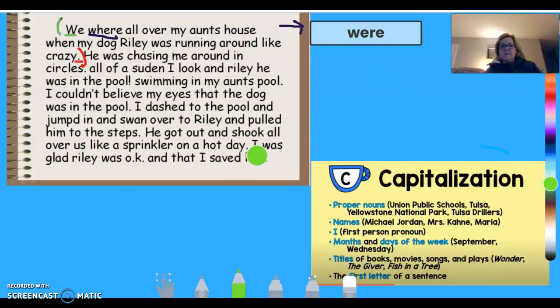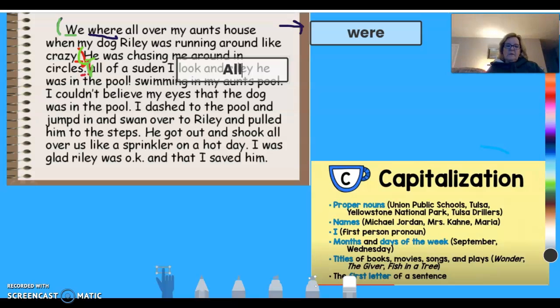I'm going to go back to my green. I have he, capital letter, was chasing me around in circles. That's the end of my sentence. I'm going to check. I have punctuation right here. Go back to my green. All of a sudden, I look and Riley, he was in the pool. Well, if I look here, I don't have a capital A, so I need to make sure that I'm going to make it a capital A.